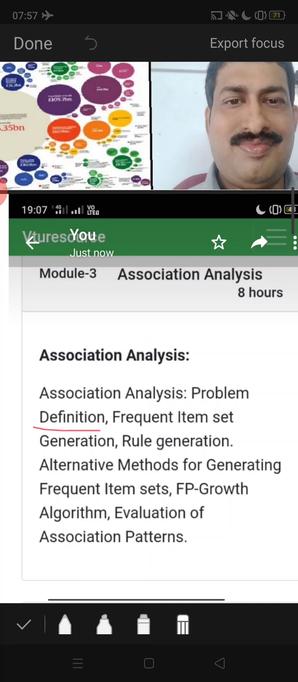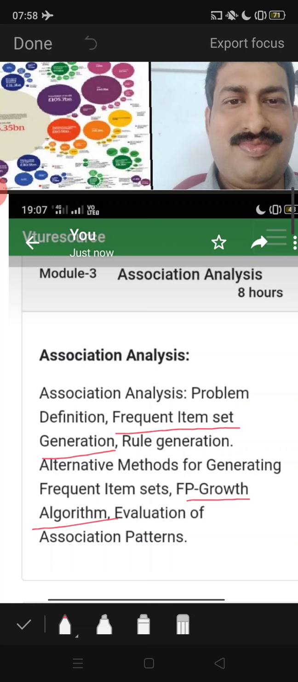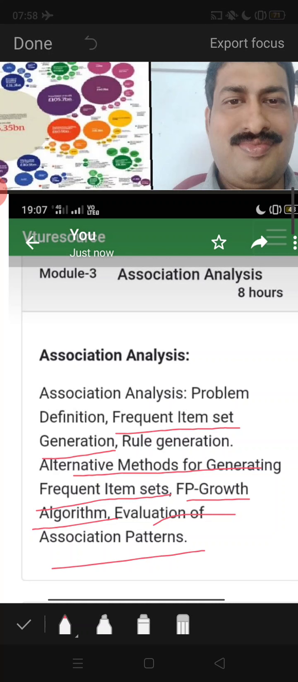After this, we are going to study about frequent item set generation. How do you define a frequent item set? In any transactions, many item sets will be there. Which item sets are frequent? We will find that out by using the Apriori algorithm and the FP growth algorithm. Then we will study the alternative methods for generating frequent item sets. Then evaluation of association patterns. We will study those things.